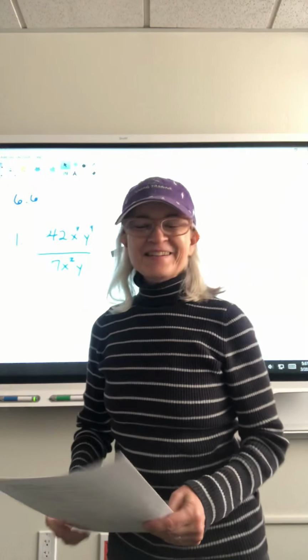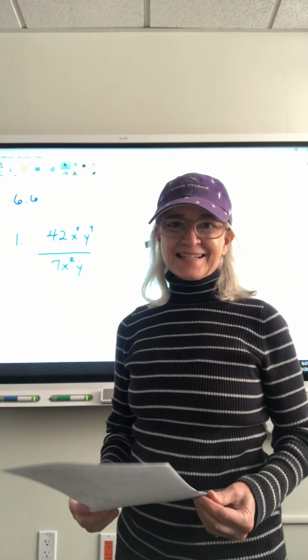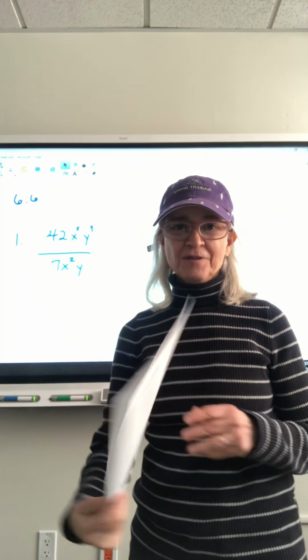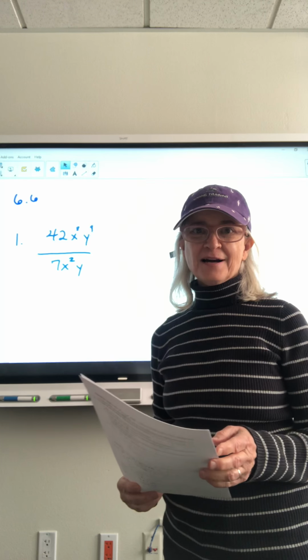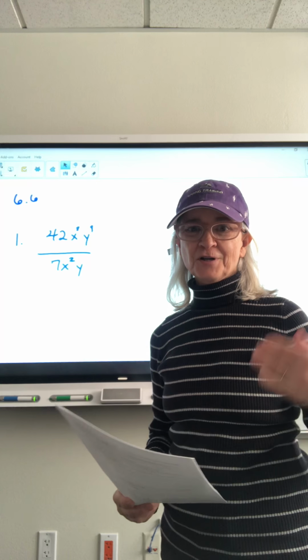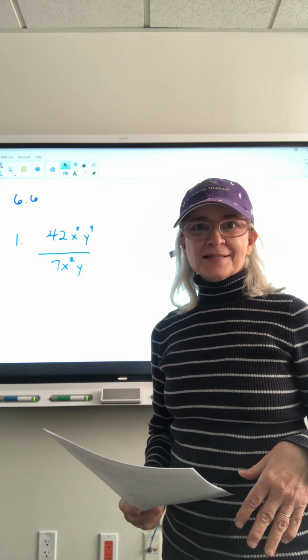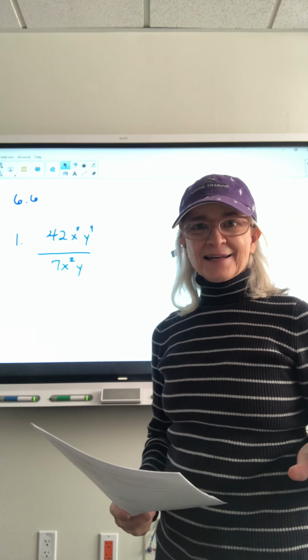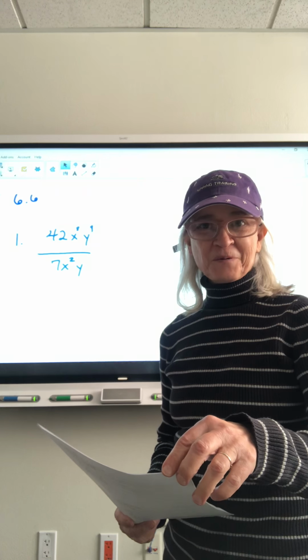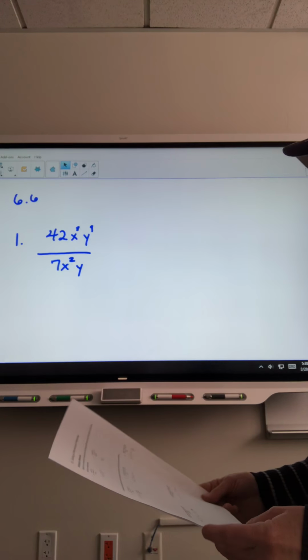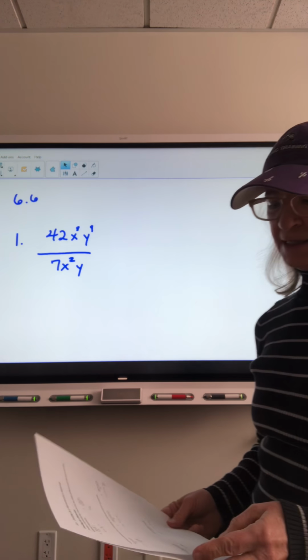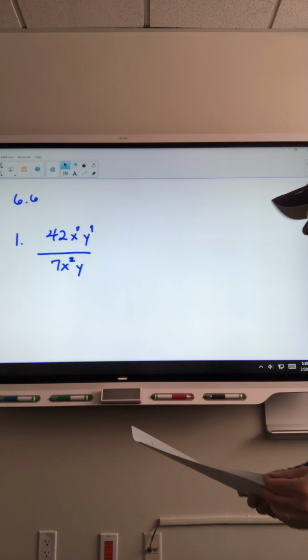Hi guys, so today we're going to be working on 6.6, and hopefully you have your copy of 6.6. If not, maybe you could pause this and look at it while we're working on it. Okay, so the first problems in 6.6 are dividing by a monomial.